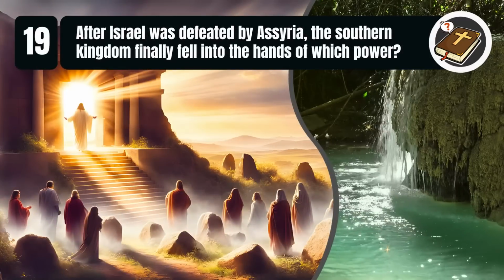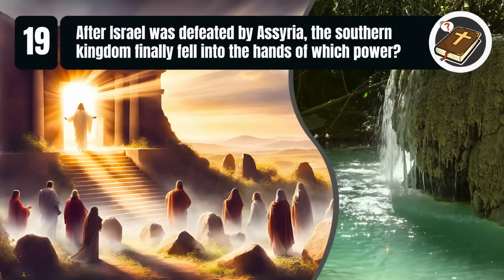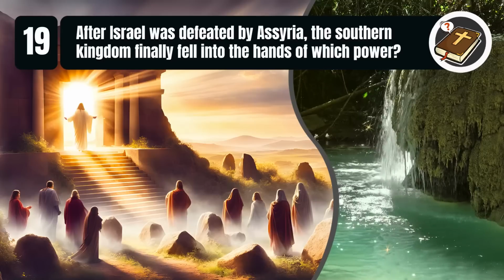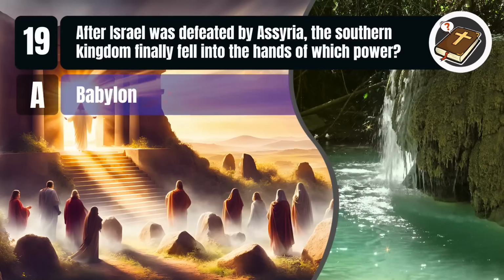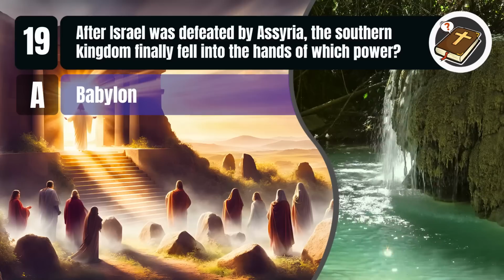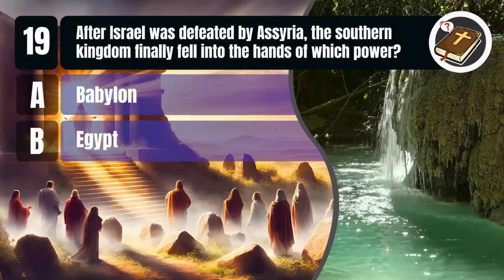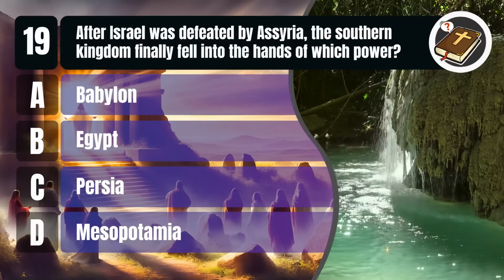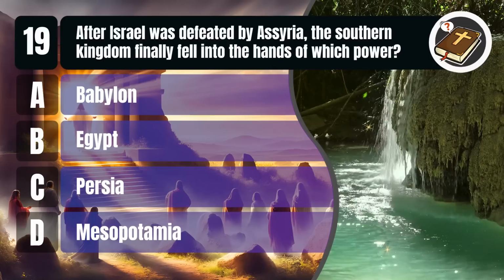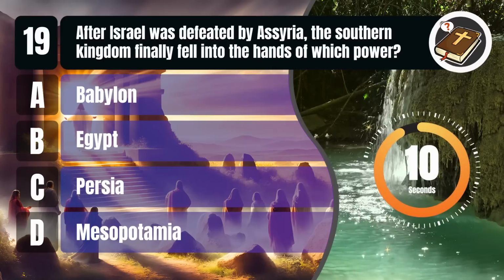Question 19. After Israel was defeated by Assyria, the southern kingdom finally fell into the hands of which power? A. Babylon. B. Egypt. C. Persia. D. Mesopotamia. You get 10 seconds.